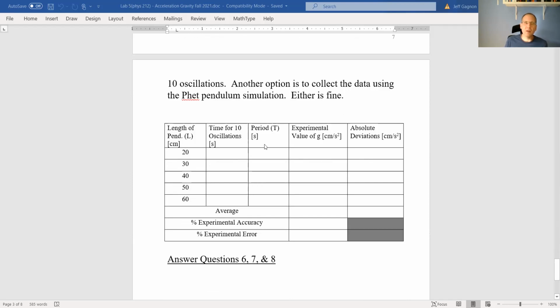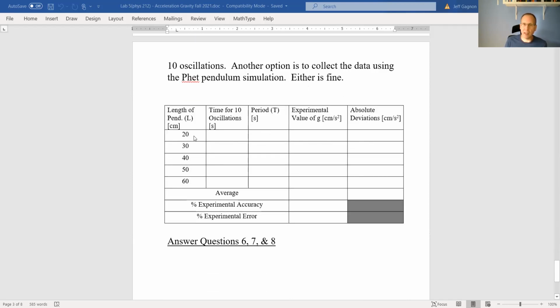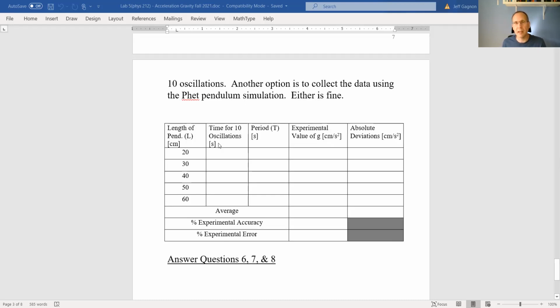So basically what you're going to do is adjust the length of the pendulum. So it's 20 centimeters below the pivot point, then 30 centimeters below, 40, 50, and 60. Actually, if you weren't able to attend lab, you should probably just go to the simulation and do this so you can collect your own data here.